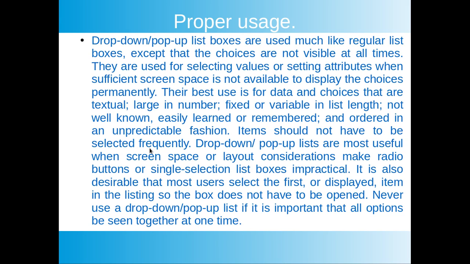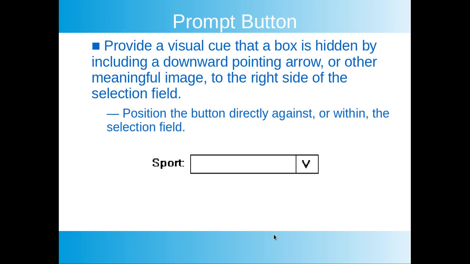Drop-down or pop-up lists are most useful when the screen space or layout considerations make radio buttons or single selection list boxes impractical. It is also desirable that most users select the first or displayed item in the listing, so the box doesn't have to be opened. Never use a drop-down or pop-up list if it is important that all options be seen together at one time.